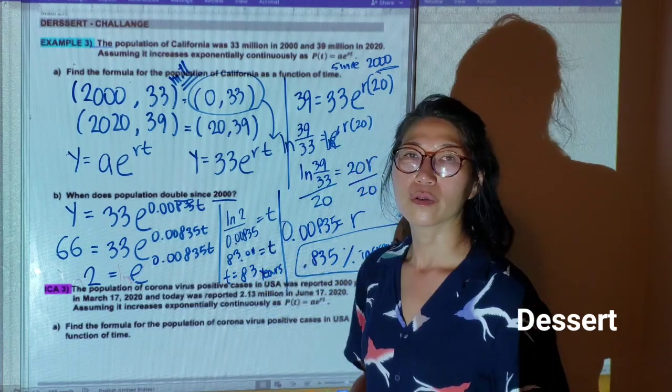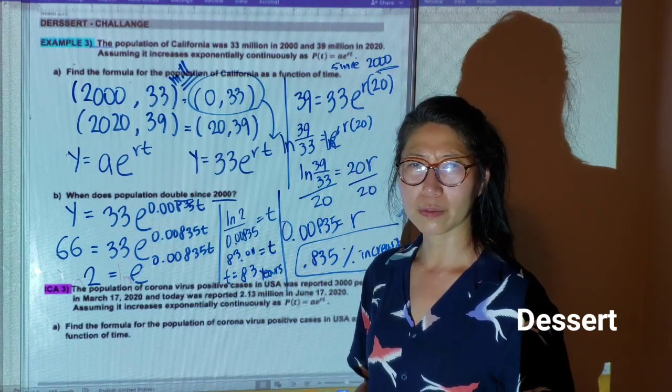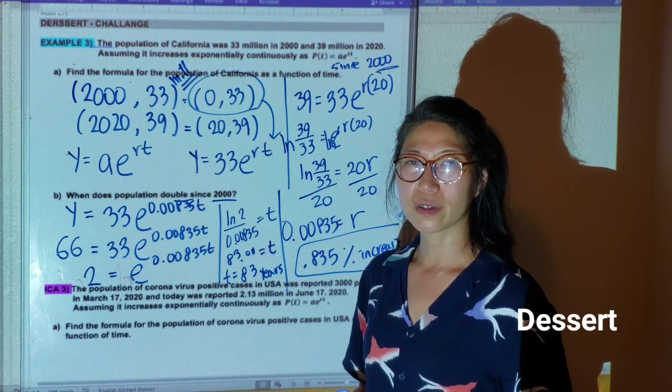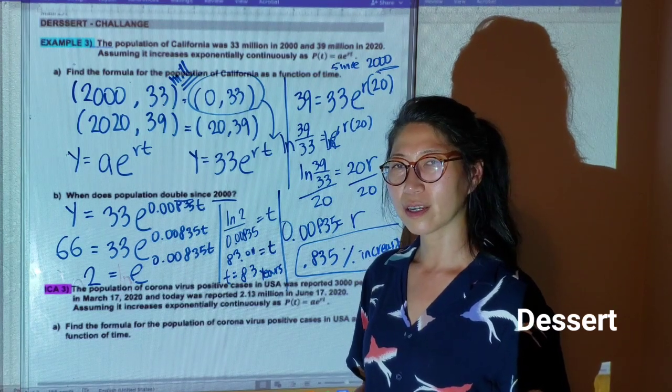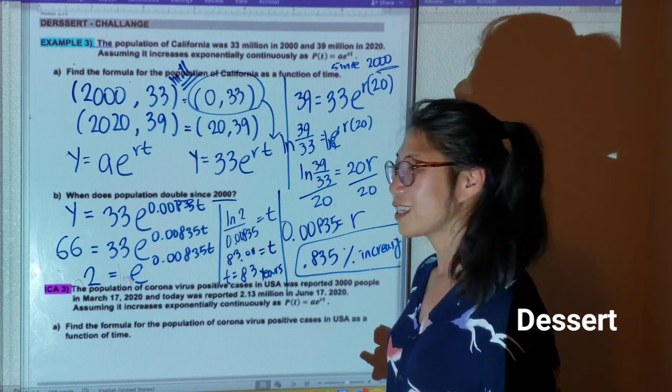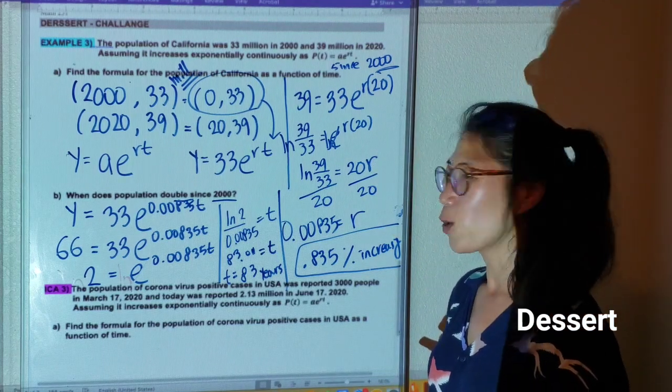So about the time when you die, probably the population is double. Just imagine how crowded it is. With this rate, it will take about 83 years. Hope that you get to see it.